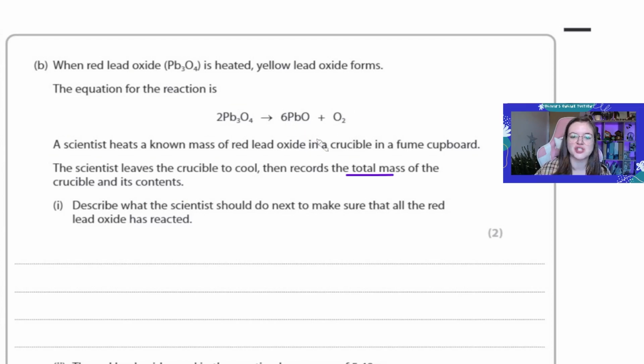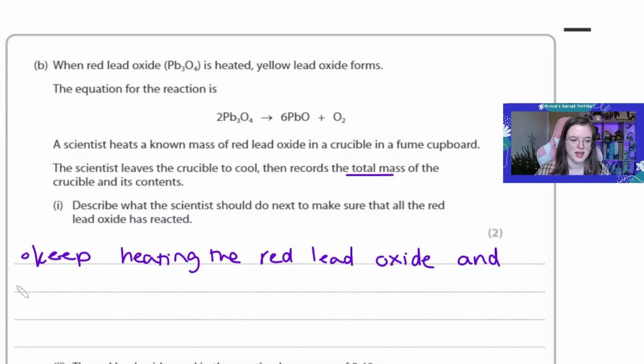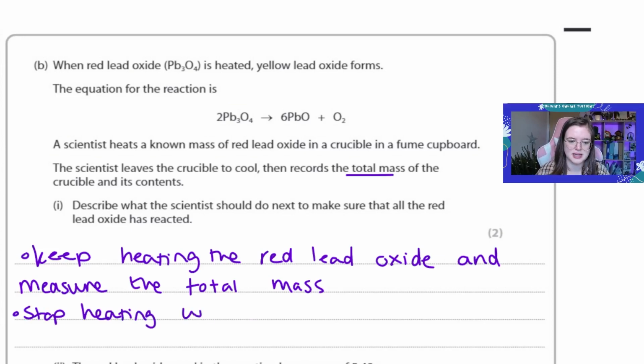As soon as that stops changing, then that must mean that all this is converted to this, because there's none of this that's left to be made. So there must be no more of this left. Does that make sense? So they would keep heating the lead oxide, or red lead oxide, and measure the total mass, and then stop heating when the mass stops changing.